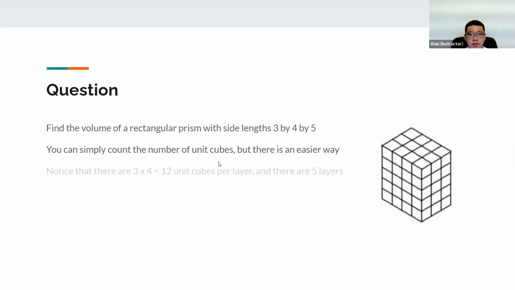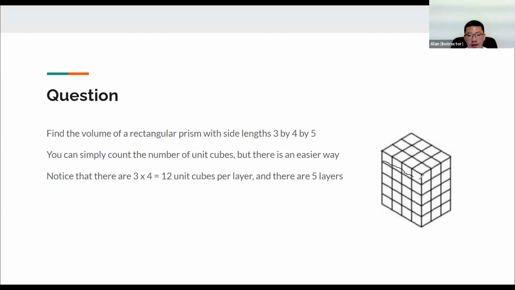You can notice that there are 3 times 4, which is 12 unit cubes per layer. So what I mean by layer is, this is what I call a layer. And as you can see, there's 3 over here, 3 per row, I guess. And then since there's 4 rows, there's going to be 12 of them per layer.